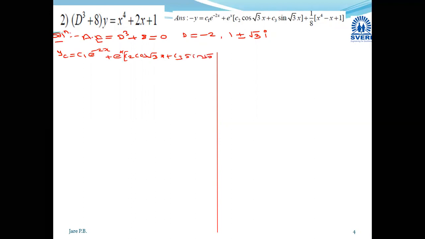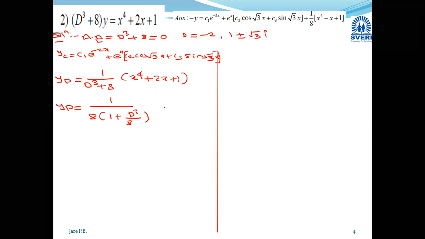Why do we not go into the detail of this yc? Because we have already solved a lot of examples. So we directly go to the yp. So what is yp? yp equal to 1 upon D cube plus 8 times x raised to 4 plus 2x plus 1. We take 8 common out. What do we get in the remaining? 1 plus D cube by 8, and here x raised to 4 plus 2x plus 1.